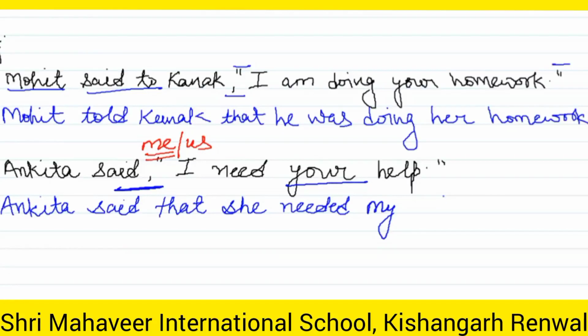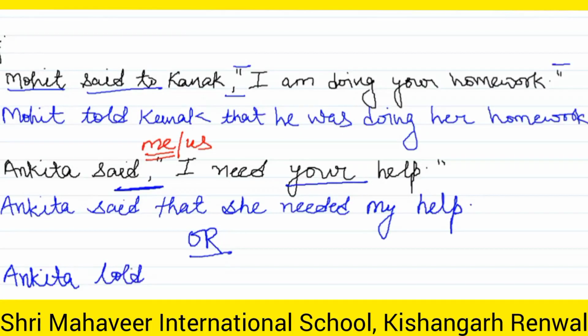And you can solve this example in this manner also. I'll tell you how. Ankita told me. Now the question comes to our mind that, sir, we do not have me over here. But understand this, we require me over here because of this your, right? We will require the objective case, correct? That is why we assumed me over here. So this sentence became Ankita said to me. We need to join said and me, right? So that is why we use to also. So Ankita said to me, I need your help. This sentence would be in this manner.